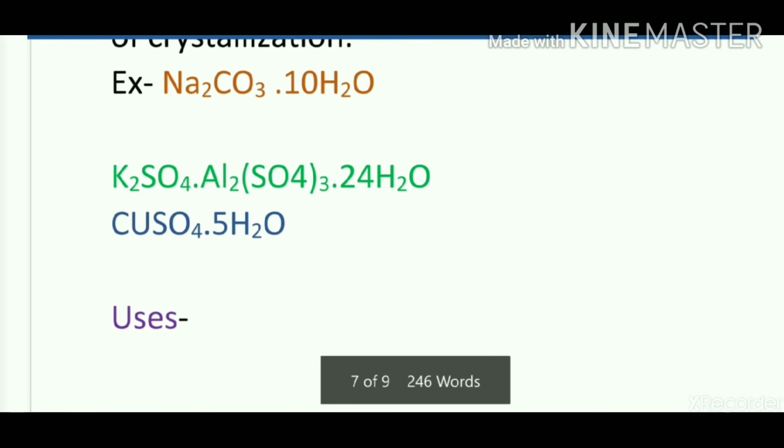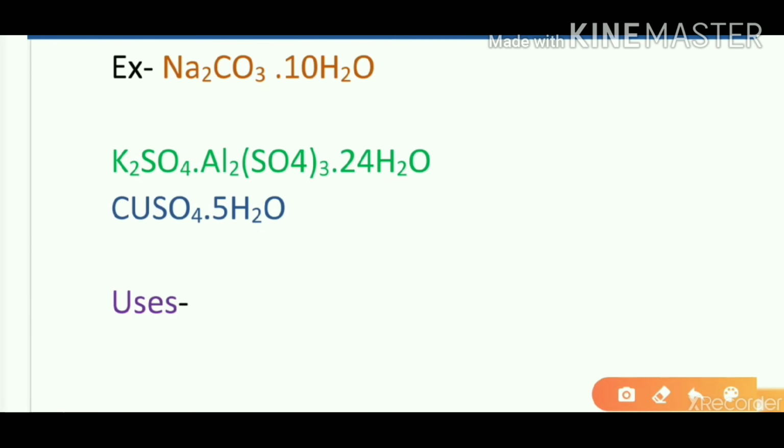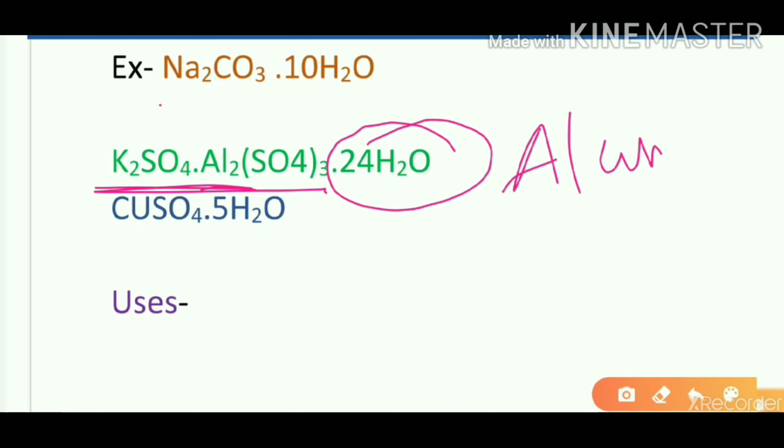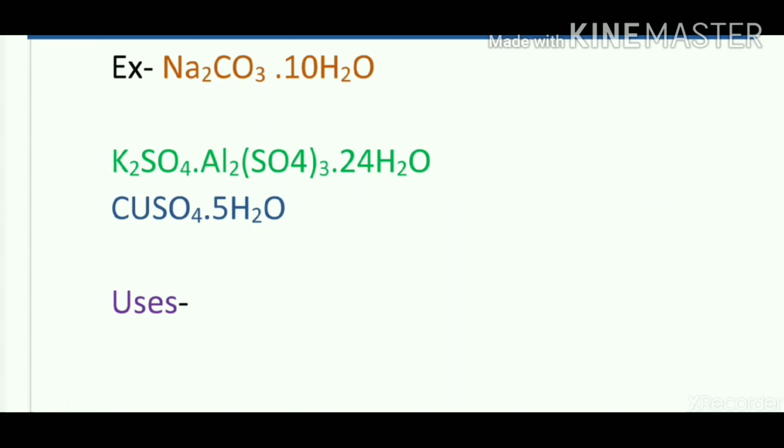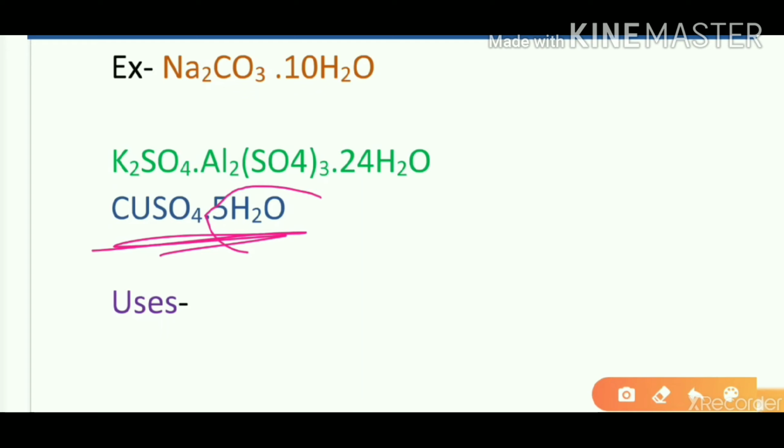So water of crystallization means the number of water molecules attached with the unit formula of salt. Second example is K2SO4, Al2(SO4) whole thrice, and how many water molecules are there? 24 water molecules are there. So this is the formula of alum. We'll see its uses afterwards. Next, the third is copper sulfate. In here 5 water molecules are there. So this is water of crystallization.